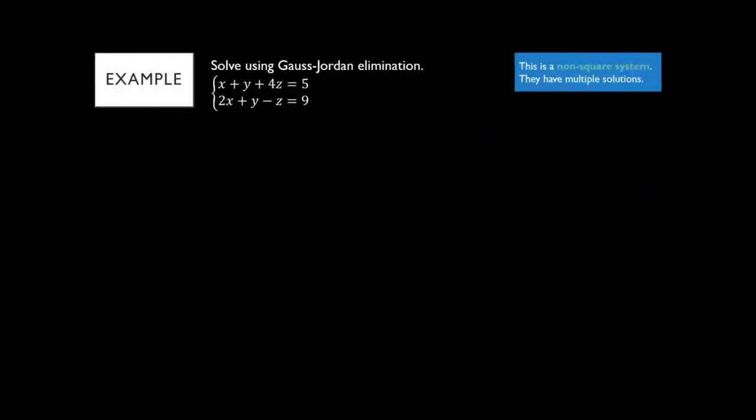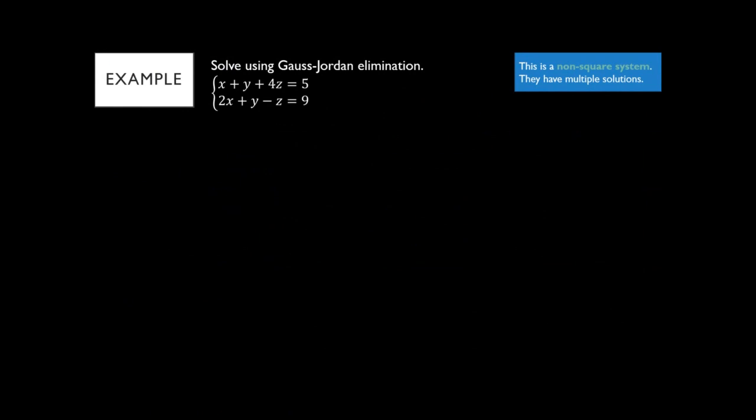So I've got one more, and I wanted to do one that has multiple solutions, so you can kind of see what this would look like if it's Gauss-Jordan elimination versus Gaussian elimination, just so you can kind of see the difference.